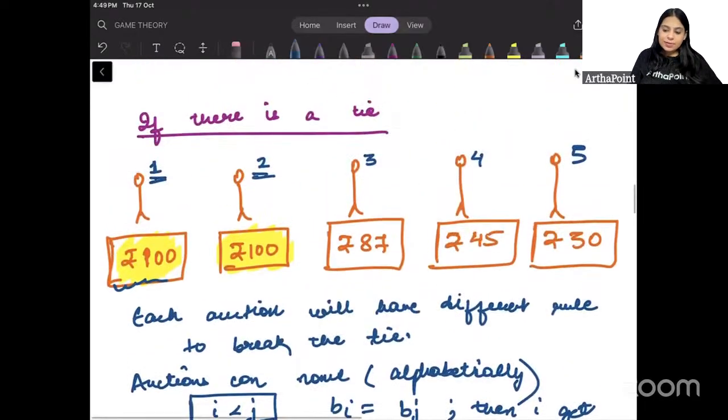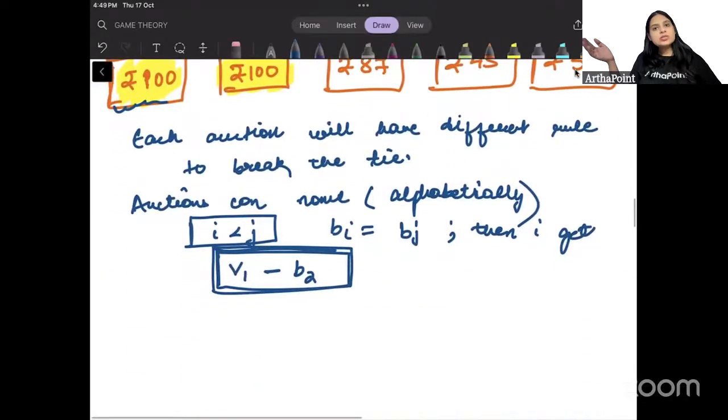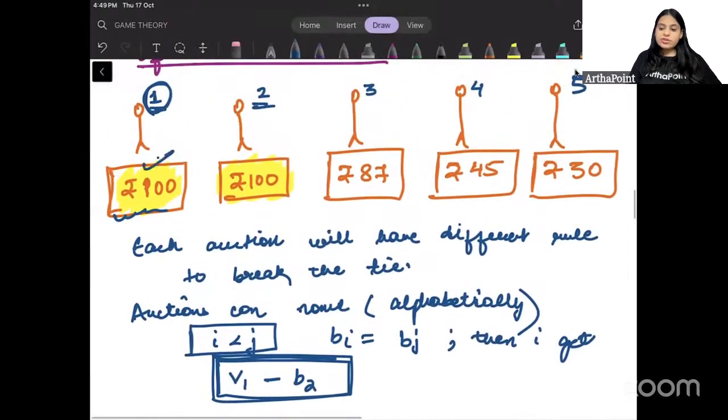अब depend करेगा कि person one का valuation कितना है, right? What is person one's valuation? So if person one is valuing the product up to 150, तो he will have some surplus. But अगर उसका valuation भी 100 था और उसने bid भी 100 किया था, then he will have no surplus.